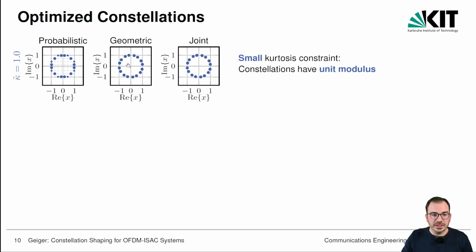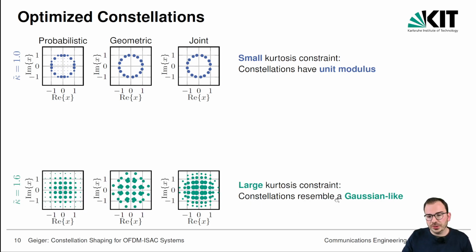So what you can see here now are our optimized constellations for a very strict sensing constraint. So here kappa tilde equals 1.0. And as expected, we actually obtain constellations which have a unit modulus. So here again, as a reminder, in this case of probabilistic constellation shaping, the size of the constellation points corresponds to their probability of occurrence.